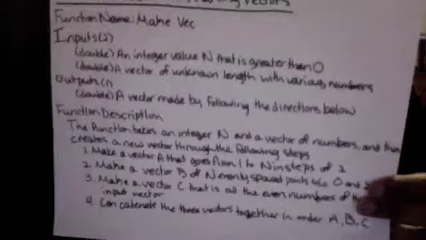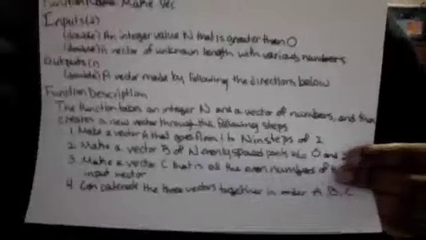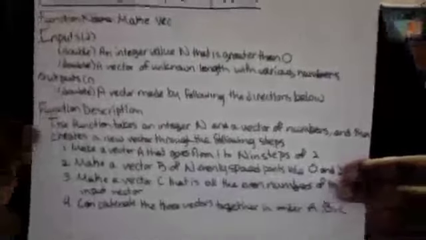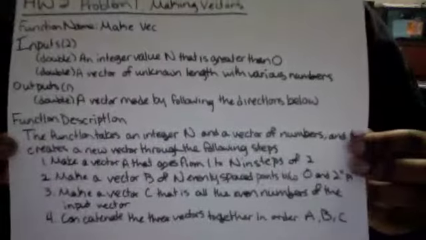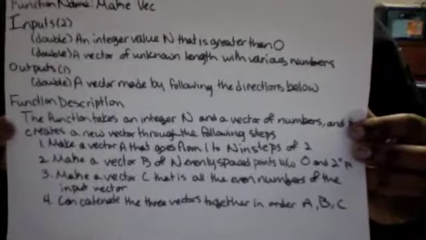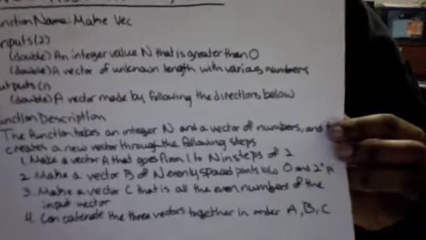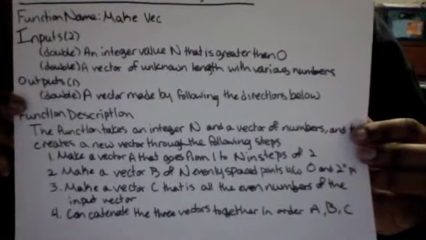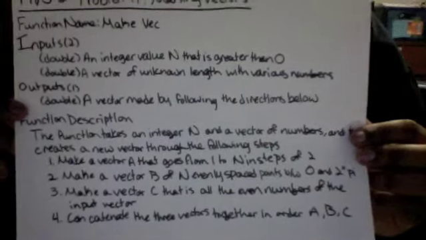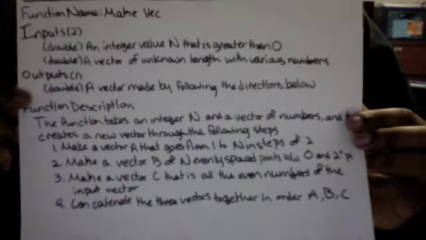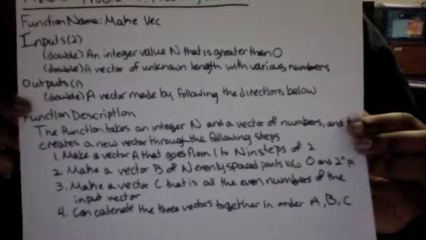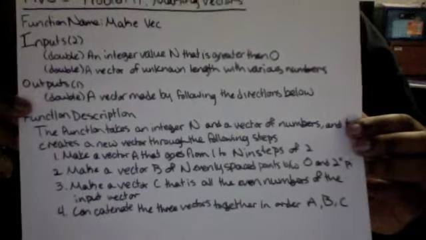So, again, this is how the problem will be sent in the homework file, just to give you the background information of which one we're working with. The function name is makeVec with two inputs, both type double. One would be an integer value n that is guaranteed to be greater than 0, and the other is a vector of unknown length with various numbers.